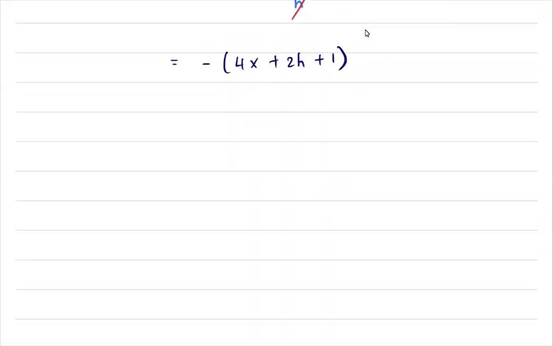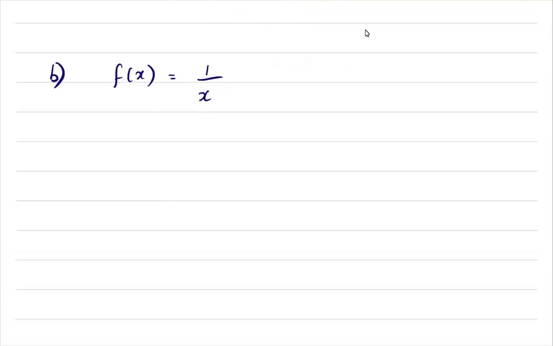So now in the next example, let us look at a function which is like so. Let's say it is 1 over x. Let's see how we will do the difference quotient here. Now the formula for the difference quotient does not change. It is the same thing.